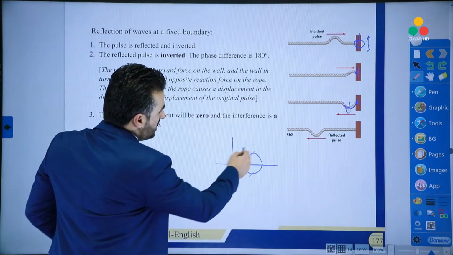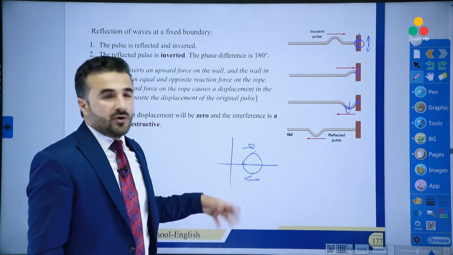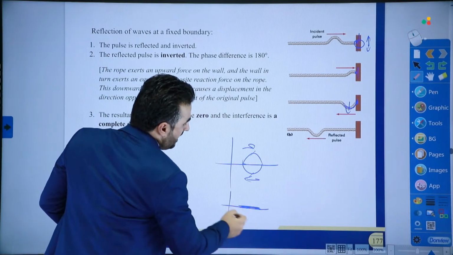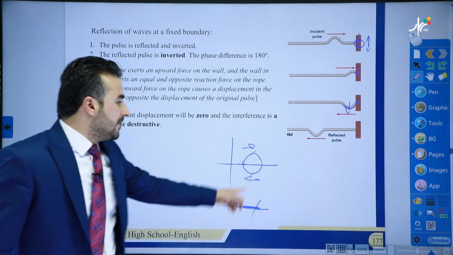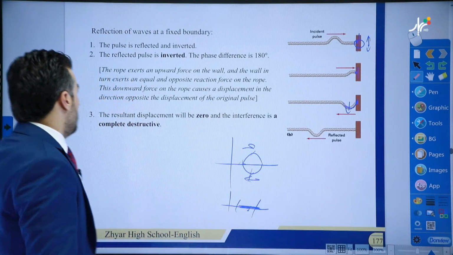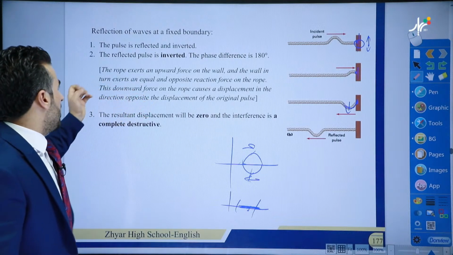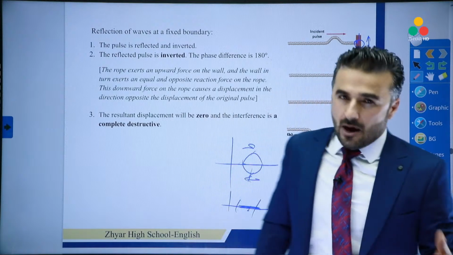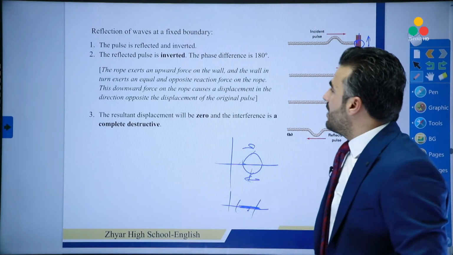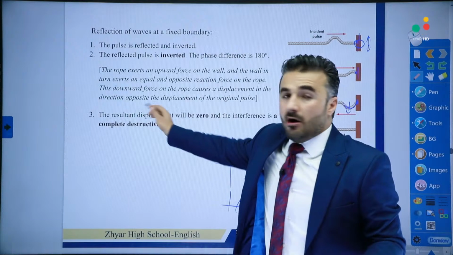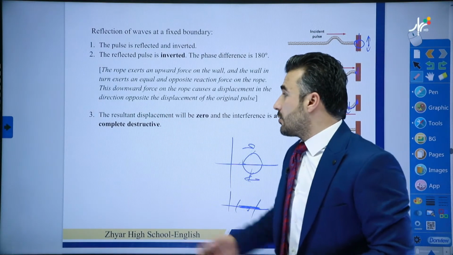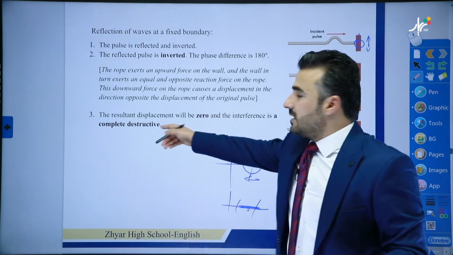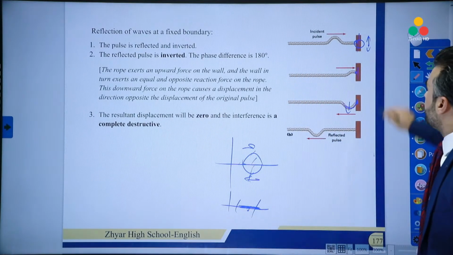Now these two will interfere. So what will be the resultant of this? The resultant is going to be a complete destructive interference, where the displacement will be zero at the point where they meet. The rope exerts an upward force on the wall, which in turn exerts a downward force on the rope, and that causes a displacement in the direction opposite to the displacement of the original pulse. The resultant displacement will be zero because of complete destructive interference.